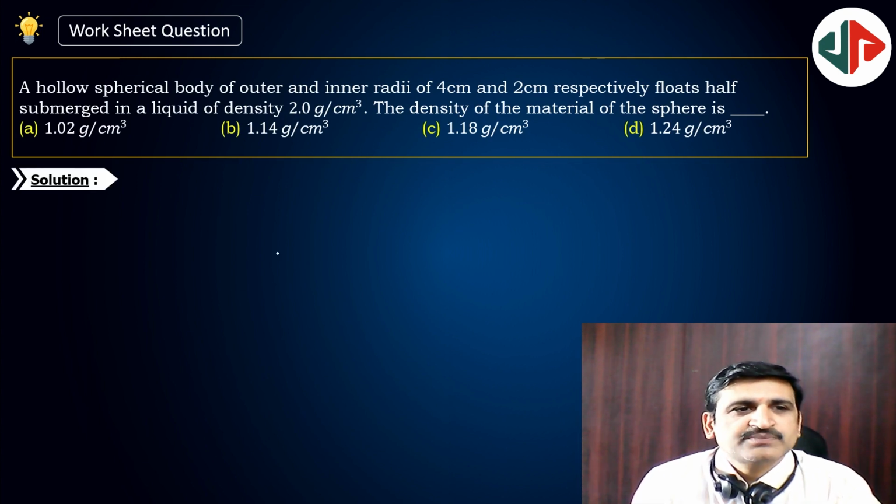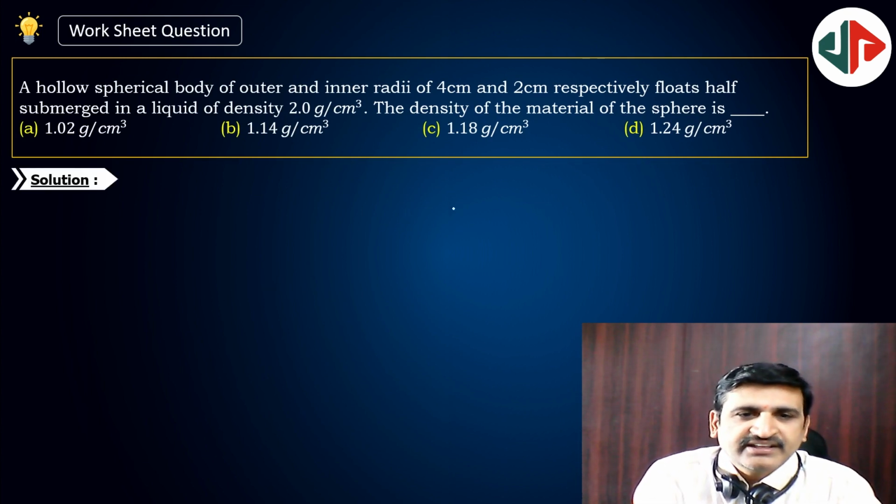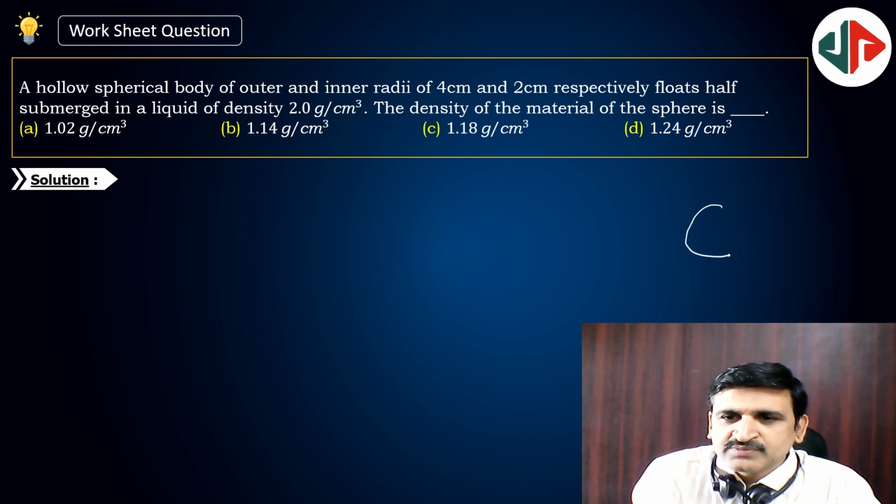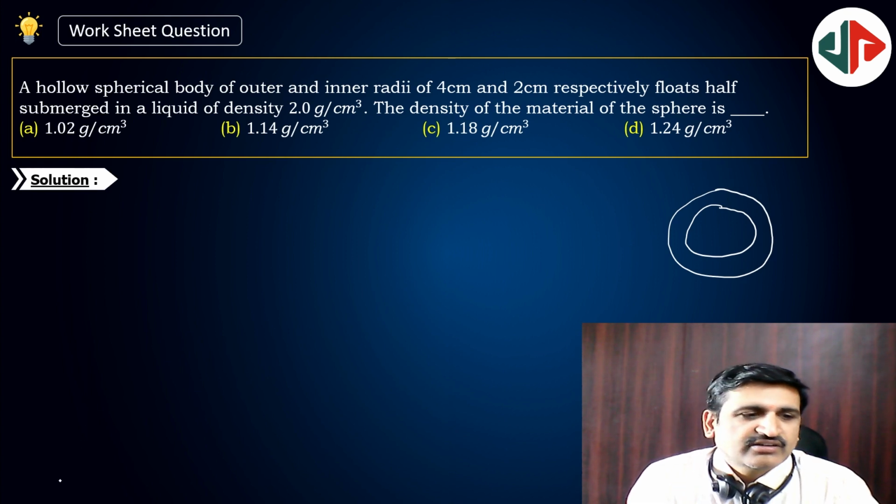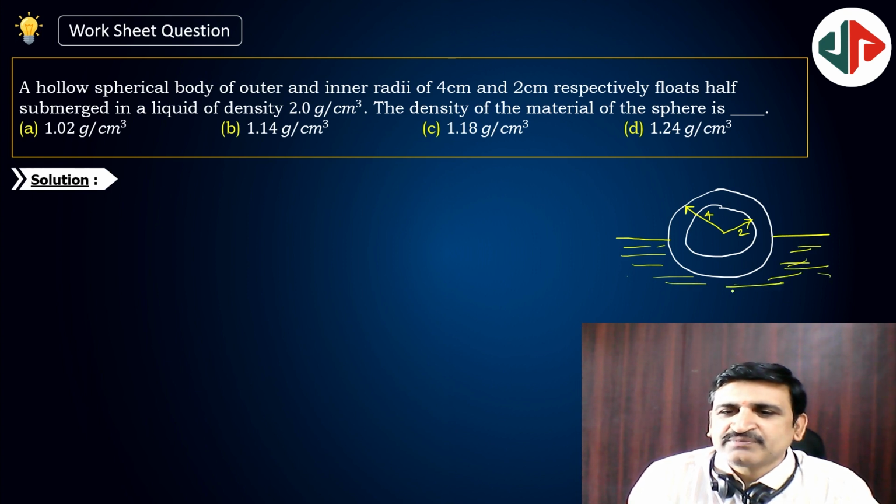A hollow spherical body of outer and inner radii, let me draw the picture, hollow spherical body, 4 centimeter and 2 centimeter. One is 4, one is 2 centimeters. It floats half submerged in a liquid of density 2. The density of the material of the sphere is, it's floating half, like this, half submerged.